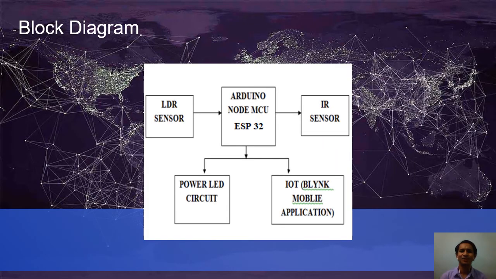For the block diagram, firstly, the LDR sensor, which traps light around. Secondly, the IR sensor, which acts as input to my project for motion detection. LED is used as output, which is to emit light. Lastly, mobile Blynk application for data monitoring.